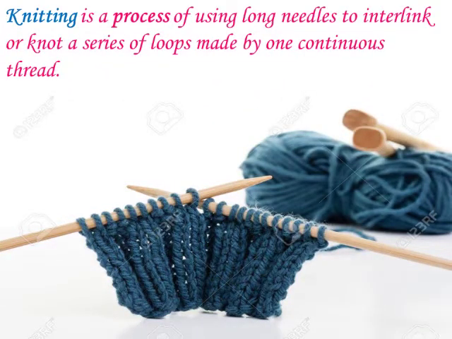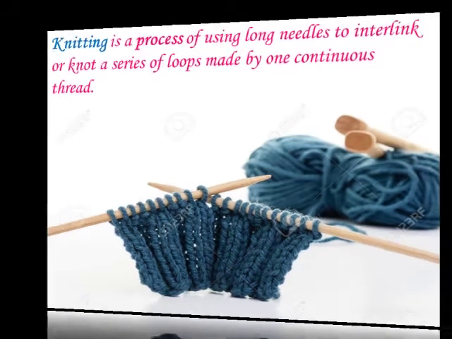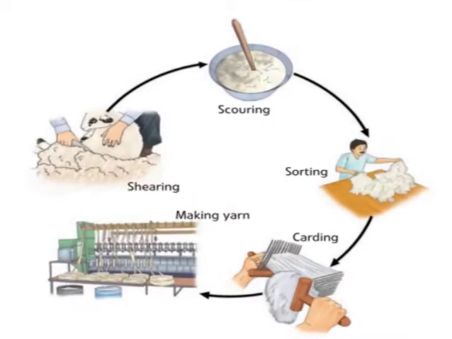Knitting. Knitting is one of the preferred methods to make woolen yarn into cloth. This is done by knotting loops of woolen yarn using knitting needles or a knitting machine. So students, here is an image of the production of wool.